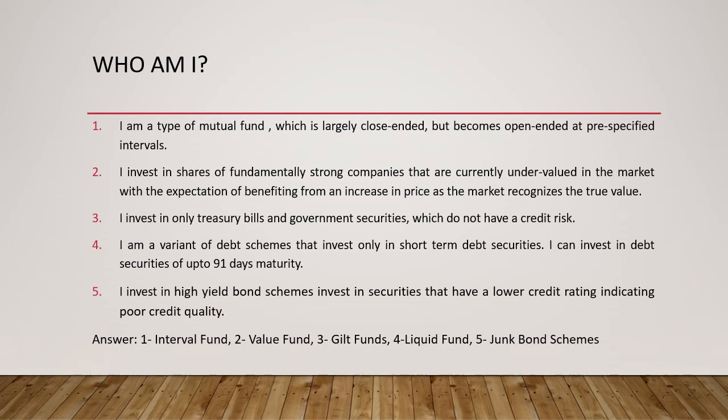And the second one, where I categorically mentioned that there is an emphasis on the word value, that's the value fund. The third one is gilt funds, which invest in government securities and treasury bills, which do not have credit risk. The fourth one is liquid fund because the time specified is 91 days. So short-term investments typically have higher liquidity. And the last one is the junk bond schemes, or the mutual funds that invest in junk bonds.